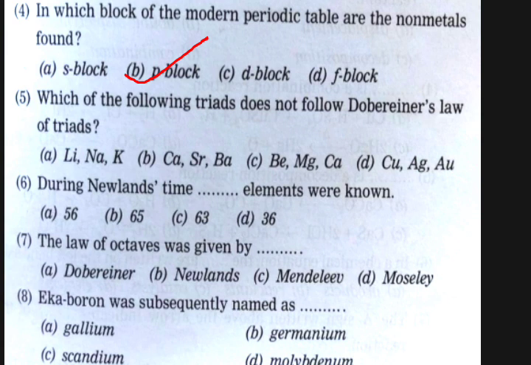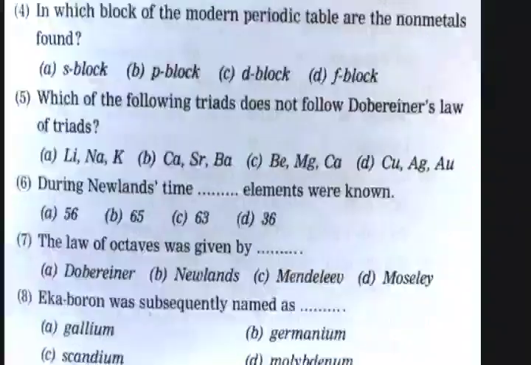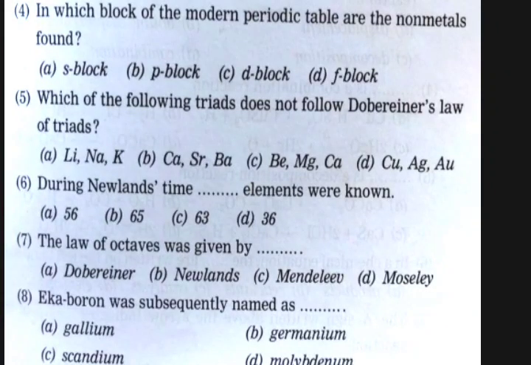Which of the following triads does not follow Dobereiner's law of triads? For clarity on this question, you just need to understand what is meant by Dobereiner's triad. Dobereiner is the scientist who made groups of 3 elements. He arranged the elements having similar chemical properties into groups of 3, and this is called a Dobereiner's triad.